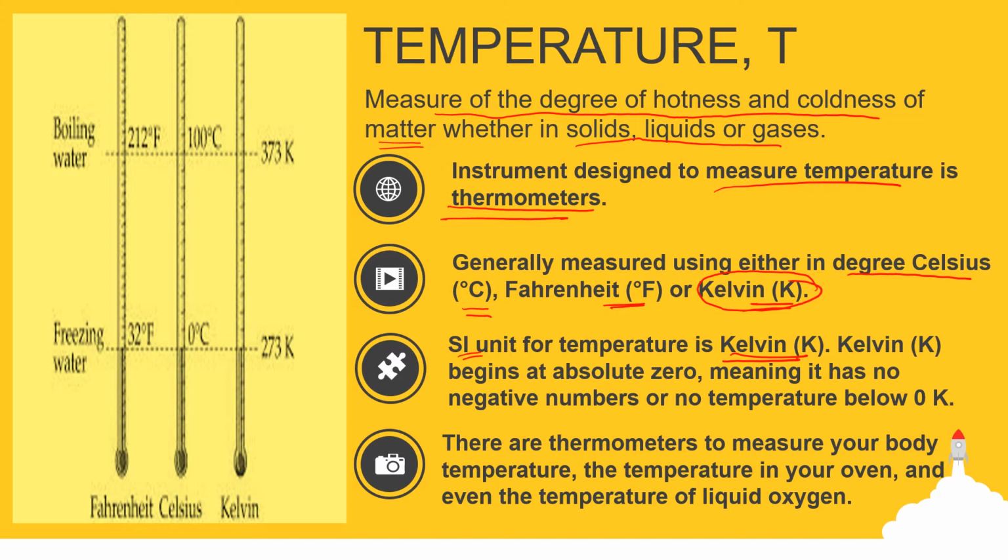So Kelvin basically begins at absolute zero. Okay, so absolute zero is here. So Kelvin starts from here. So it has no negative value. Okay, no negative value for the Kelvin, and also there is no number below zero. Below zero would be a negative value for Kelvin.